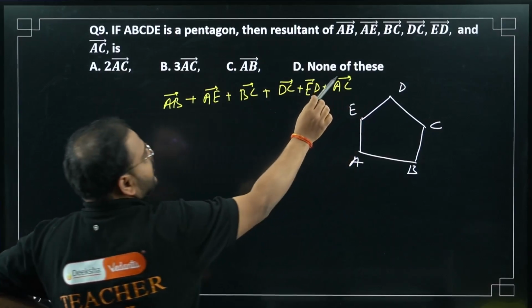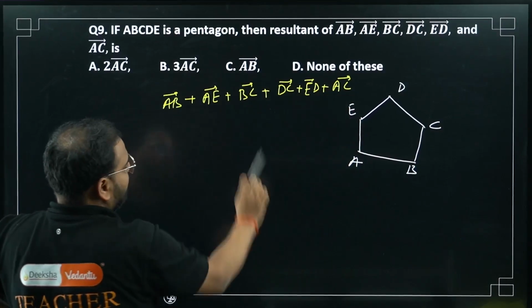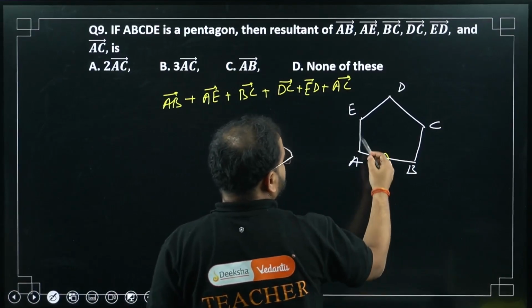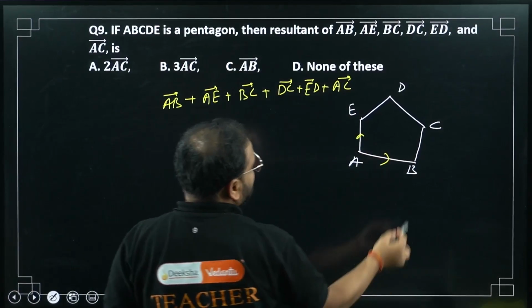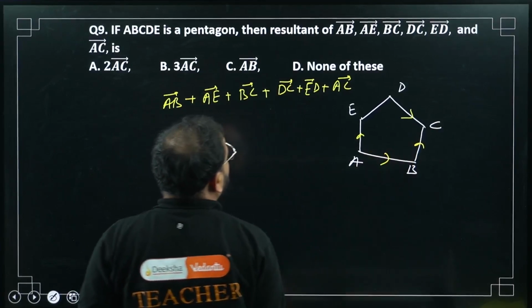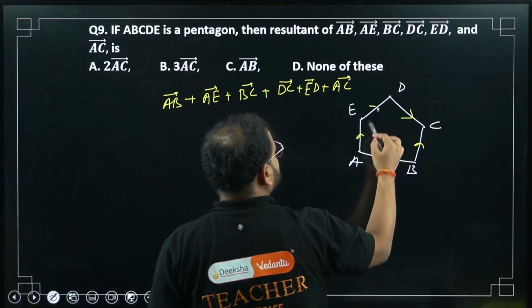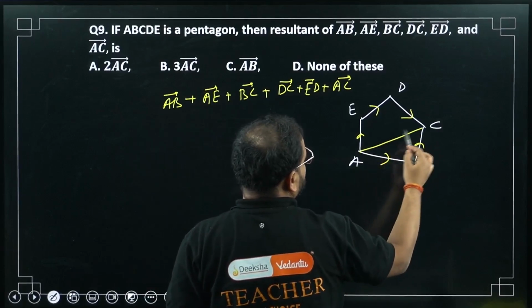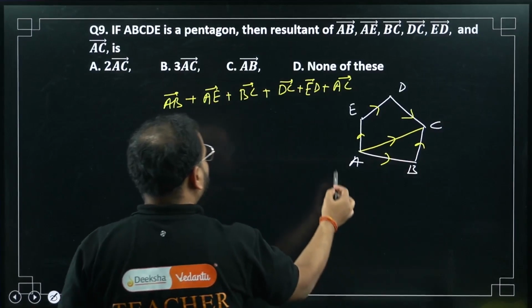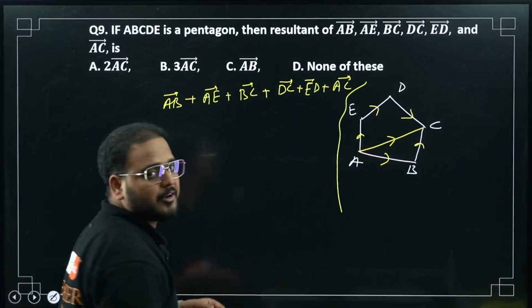Please count 1, 2, 3, 4, 5 and 6. So 1, 2, 3, 4, 5 and 6. So AB, AE is over here. Okay. BC is over here. Okay. DC is like this. ED is like this and AC is like this. So full mess if you see the direction sense in the figure. So we don't have to use the figure in this case actually. So lucky for us, please have a look.